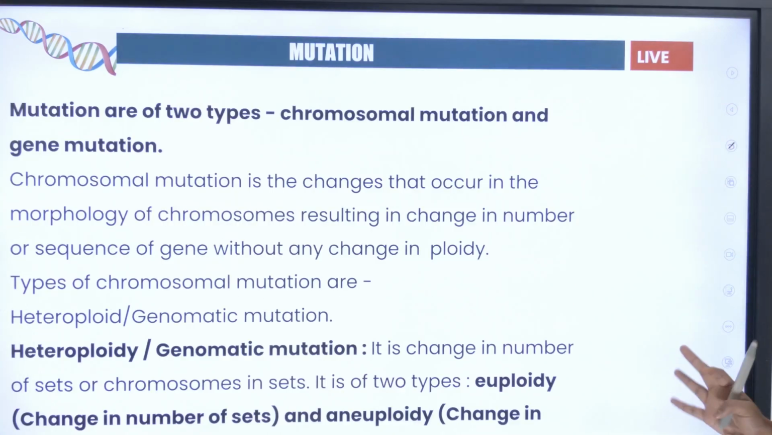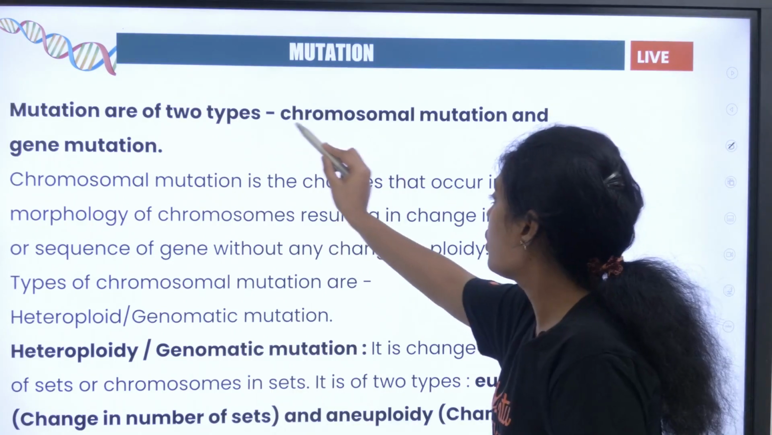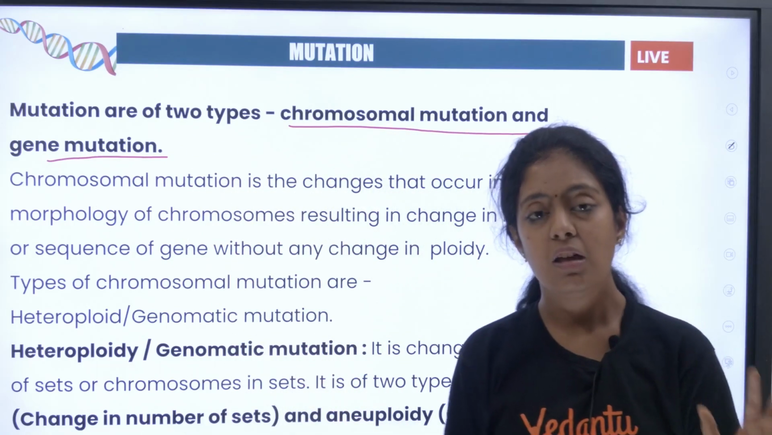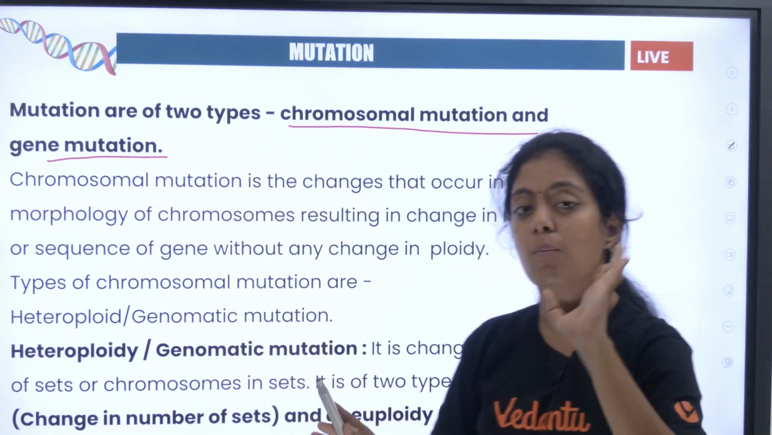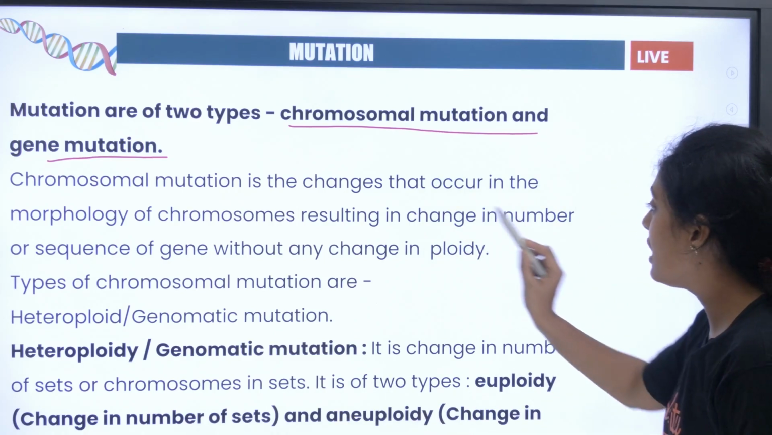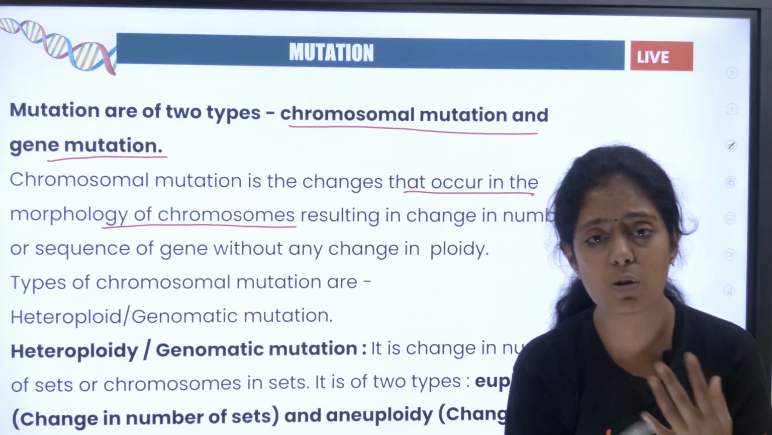Now, the important thing we are going to see is that mutation is of two types: one is chromosomal mutation, the other is gene mutation. So mutations are of two types. First, let's look at chromosomal mutations. It is a change that occurs in the morphology of the chromosome.